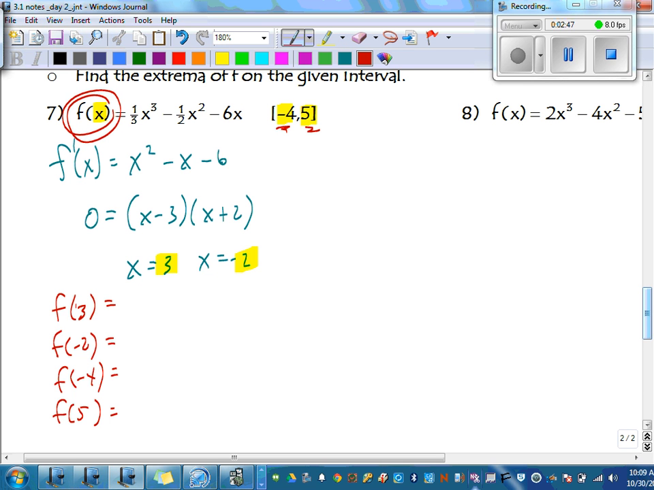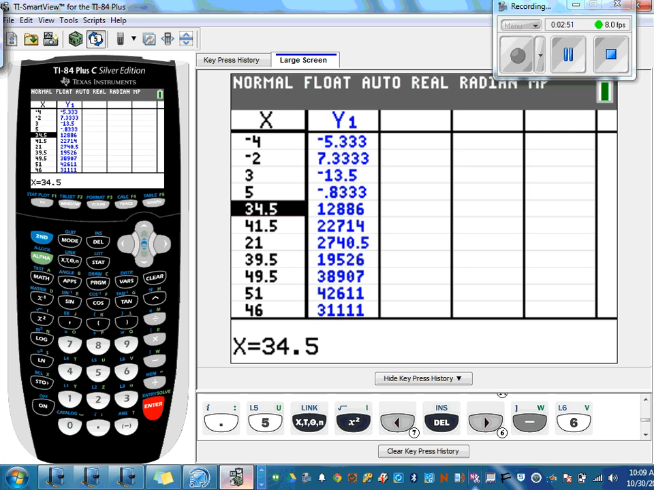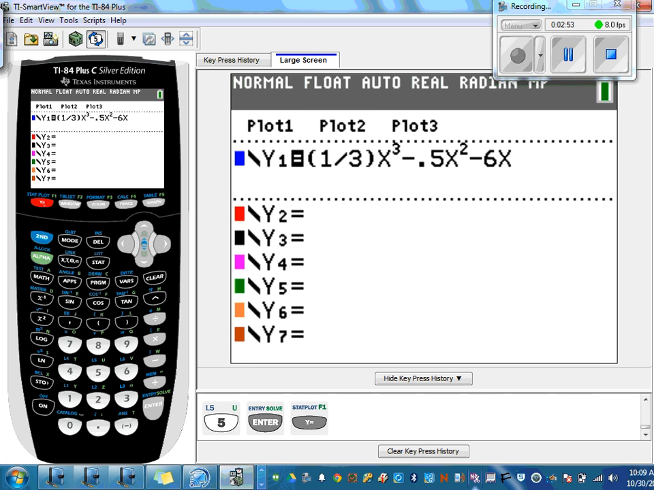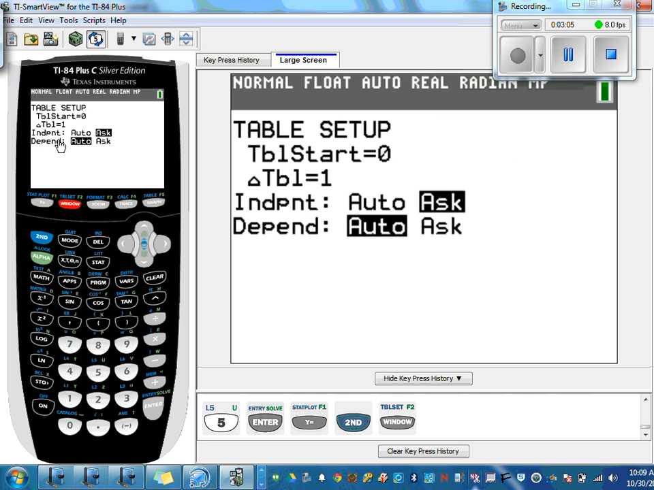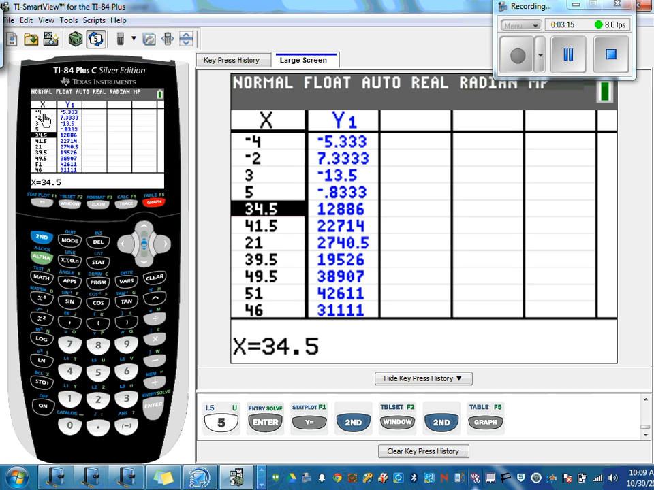Now, easy way to do this, instead of having to plug each one in individually, if you go to your calculator, put the function into your y equals, you can use your table to figure these out. So you want to go to second window, that's your table setup. You want the independent variable to be on ask. And then when you go to your table, second graph, you can just substitute those numbers in.